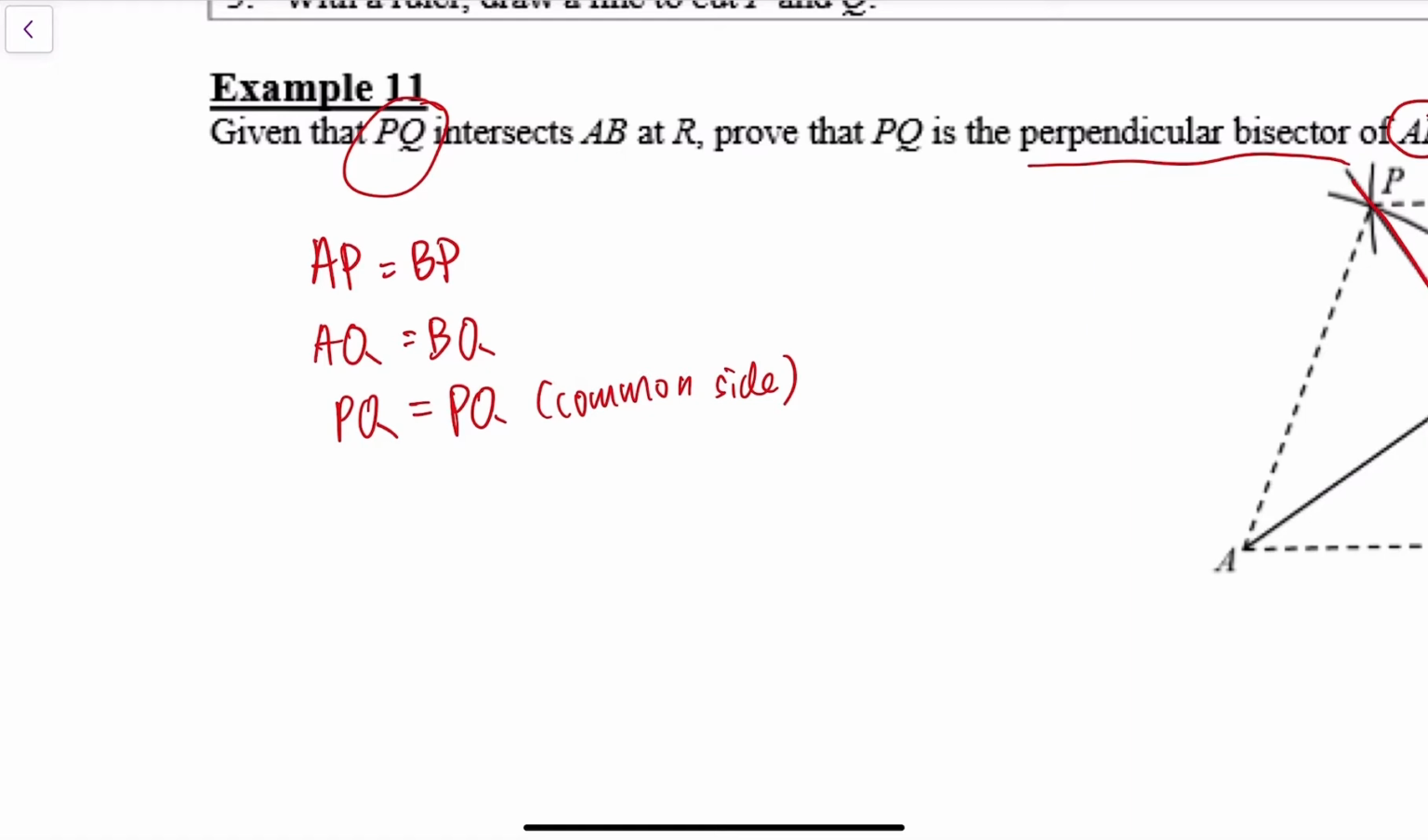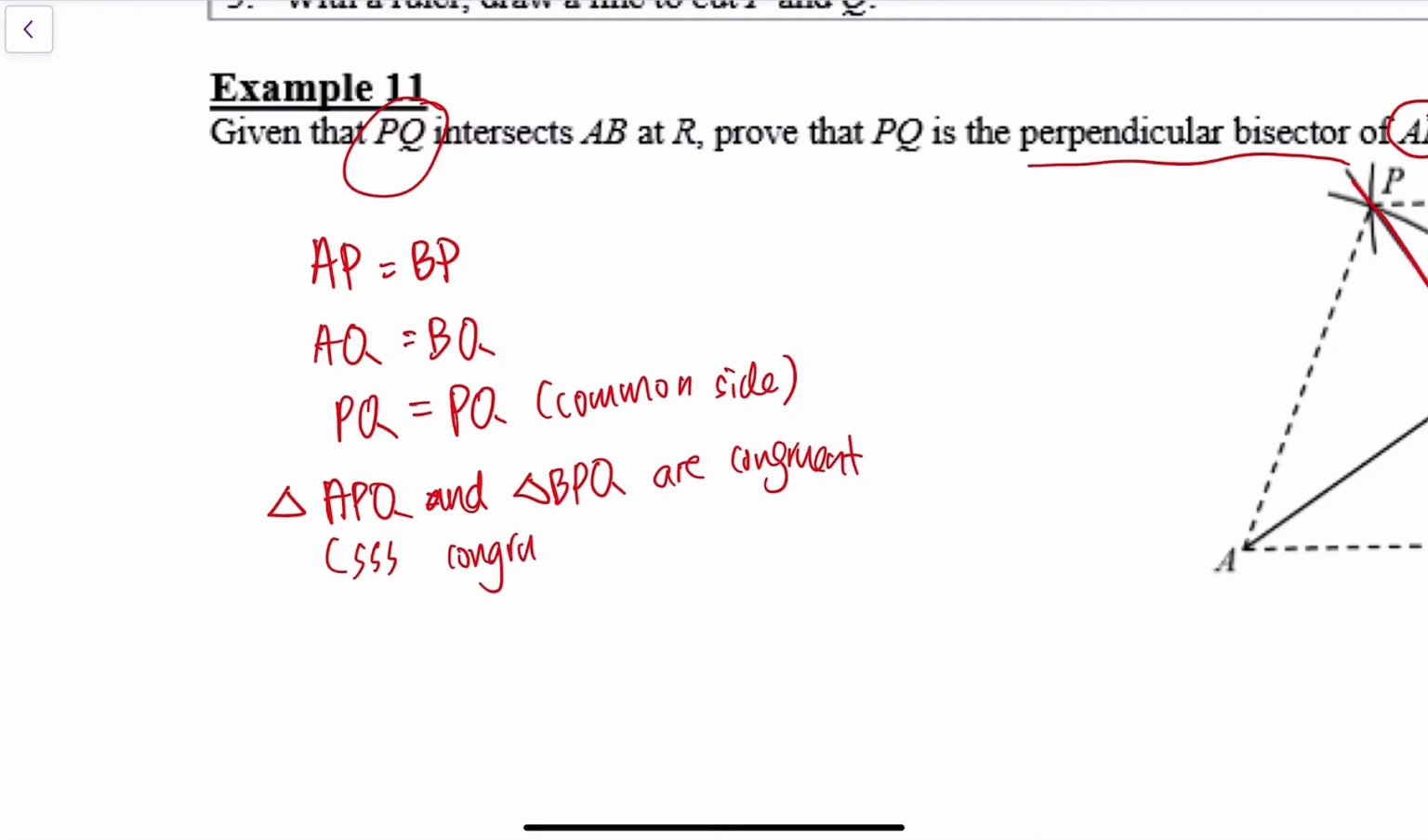Then therefore, I can prove that, rather I need to write down triangle first. I can prove that triangle APQ and triangle BPQ are congruent to each other, and I can say that this is the SSS congruent test.